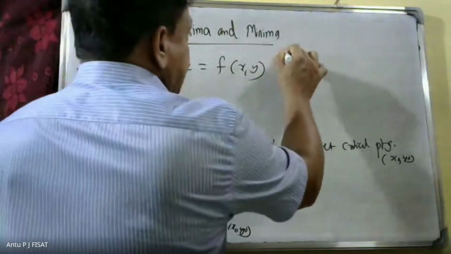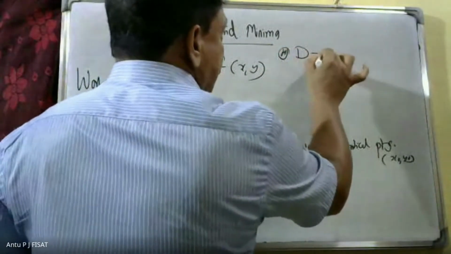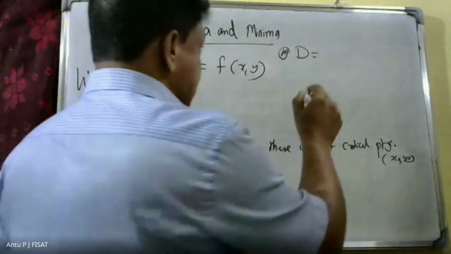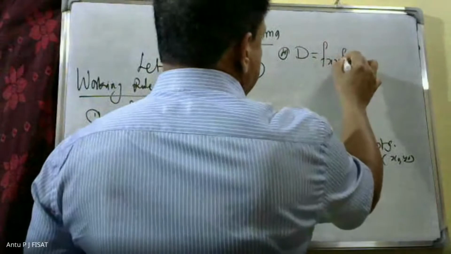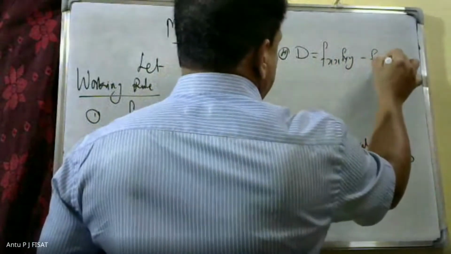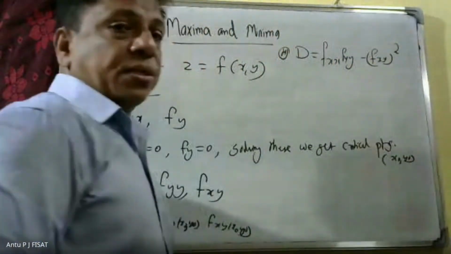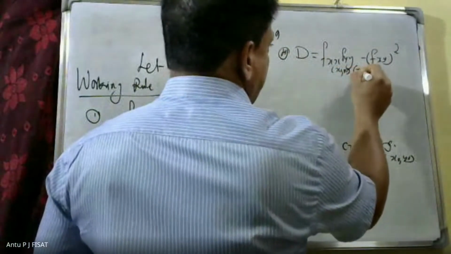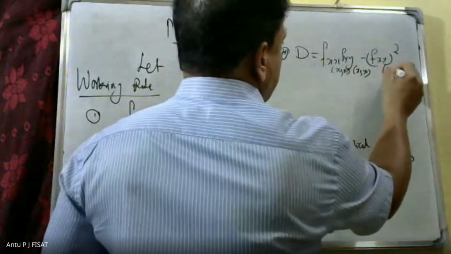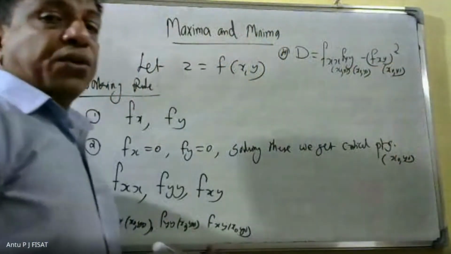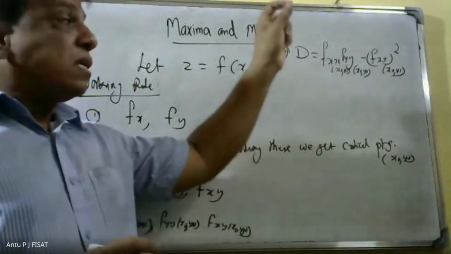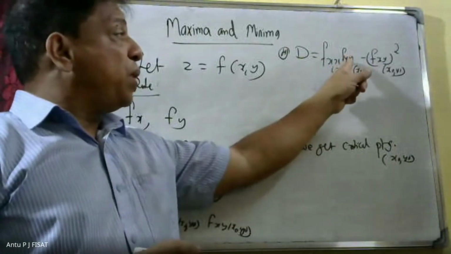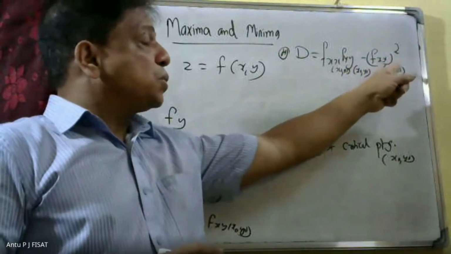Then the fourth point is calculate D. To calculate the D, we have a formula. That formula is fxx times fyy minus fxy the whole square, at x0, y0. First we find fxx, then substituting the critical point, we get fxx(x0, y0). Similarly, fyy(x0, y0), and fxy whole square at (x0, y0).